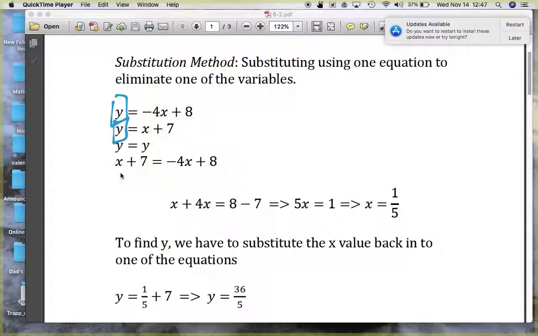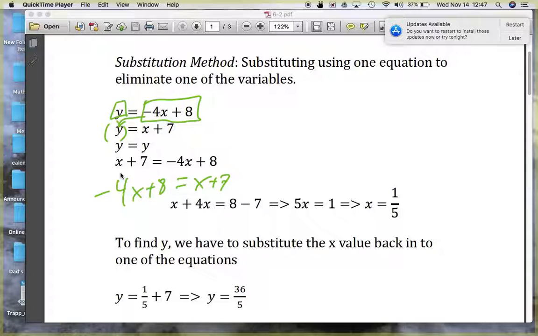Maybe I should do it this way. Instead of doing a box, maybe I should think of it as parentheses. I don't care how you think about it. This is going to go in there. So you end up with negative 4x plus 8 equals x plus 7, or I wrote it the other way.